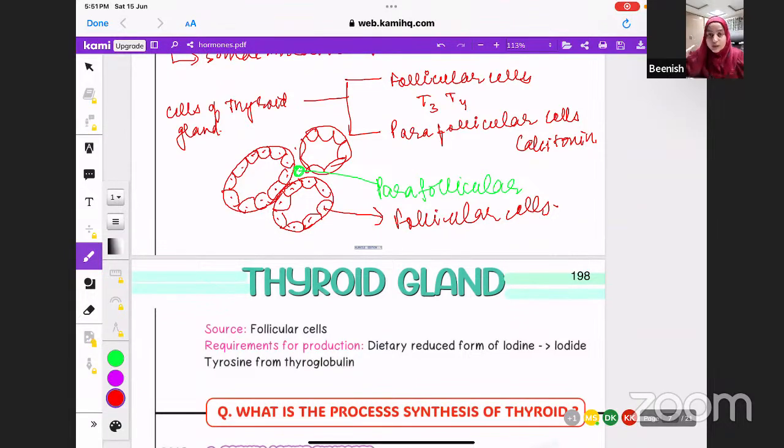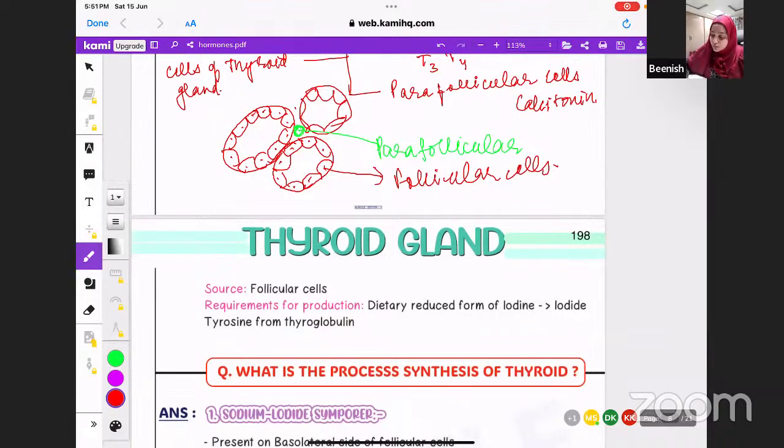Now these follicular cells are going to produce T3 and T4, that is the thyroid hormone. Now the requirements for the production of thyroid hormone. So what all do you need for the production of thyroid hormone? You need iodide. Now what is this iodide? Where is this coming from? It is the reduced form of iodine that is obtained from dietary sources. Whatever iodine you are getting from dietary sources is reduced to form iodide.